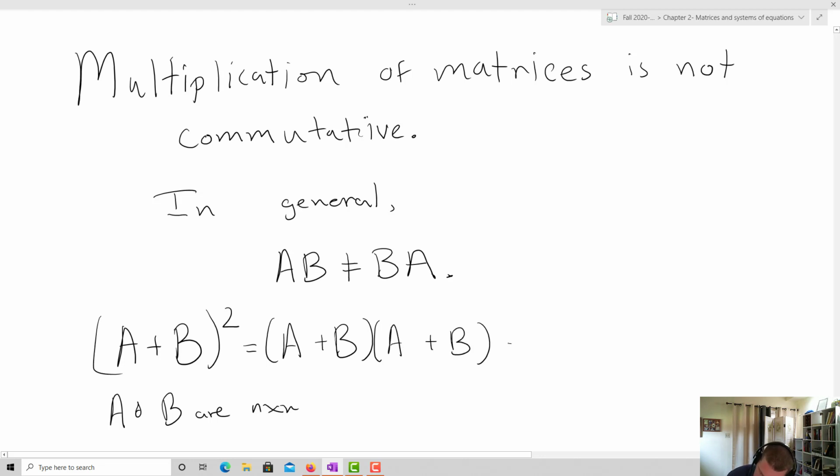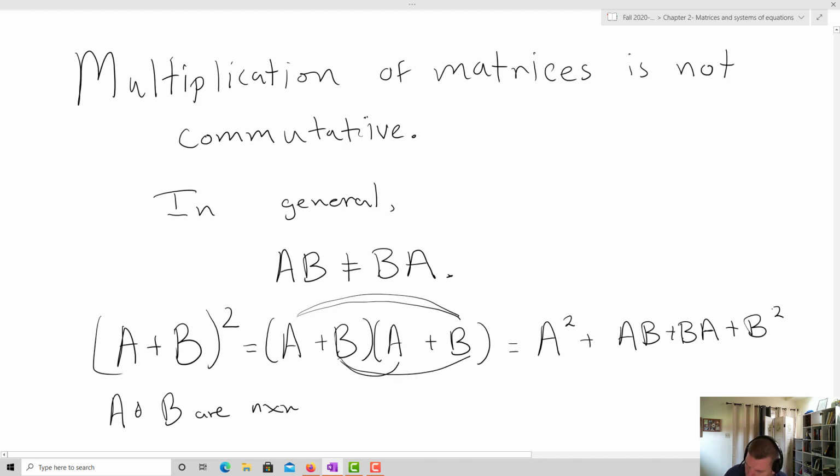So now we're going to actually have A times A. This will end up giving me something called A squared, which is just A times A, plus, that's my outside, plus AB, then plus BA, and then plus B squared. So what we see here is we do have all that multiplication done, but we cannot combine them. These are not the same matrices.